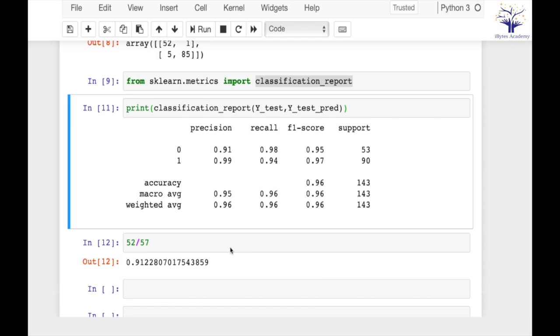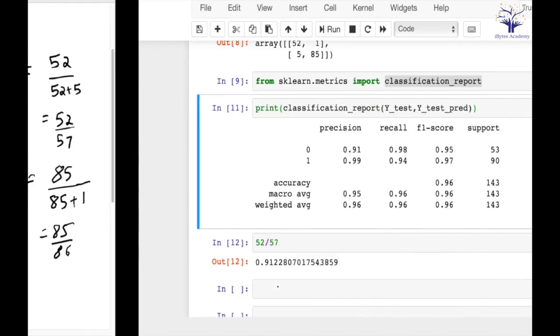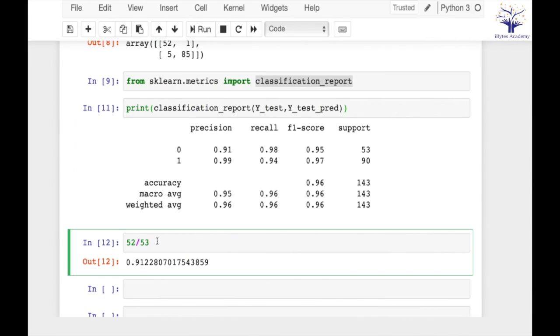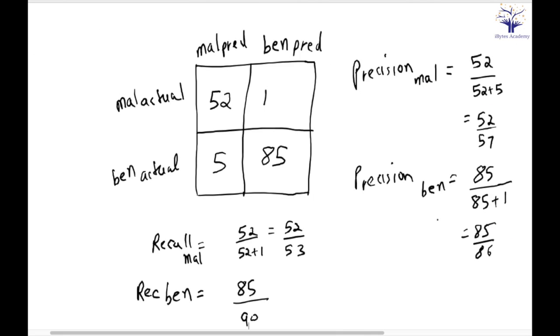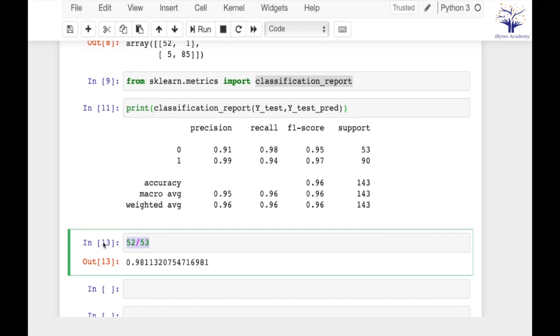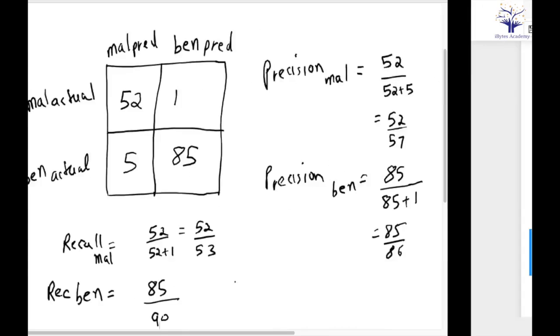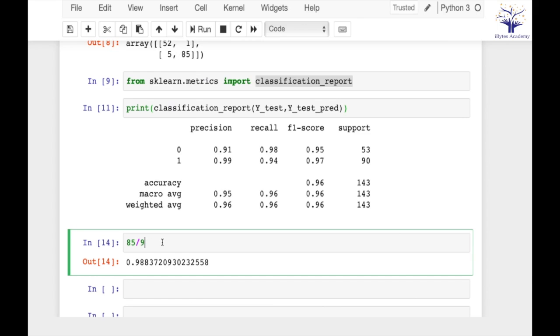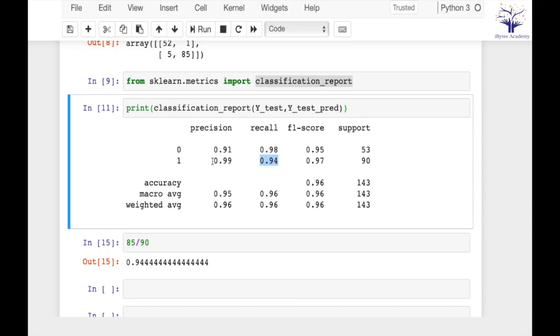Similarly, recall for malignant, that is 52 by 53, comes out to be 0.98. Then we have precision for benign, 85 by 86, that is 0.988. So rounding off, it will give me 0.99. And then I have recall for benign, 85 by 90. Okay, so that is 0.94, and here we have it. So we have calculated all our precision and recall for both the classes.